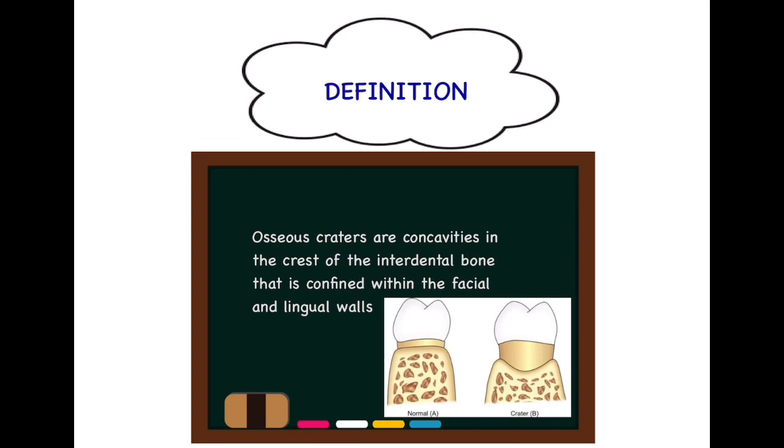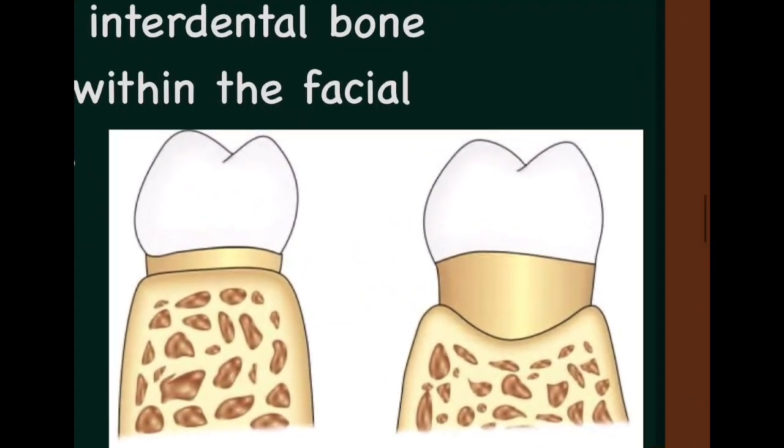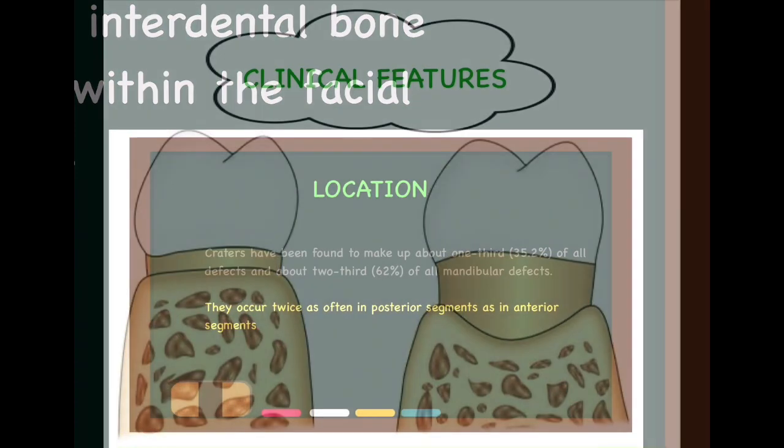However, the thing to remember is that these are confined within the facial and the lingual walls only. This won't extend into the mesial or distal walls. So this is the definition of osseous craters. In this figure, figure A is the structure of the normal interdental bone, and in B we can see a scoop-like, saucer shape. This is nothing but the osseous crater.